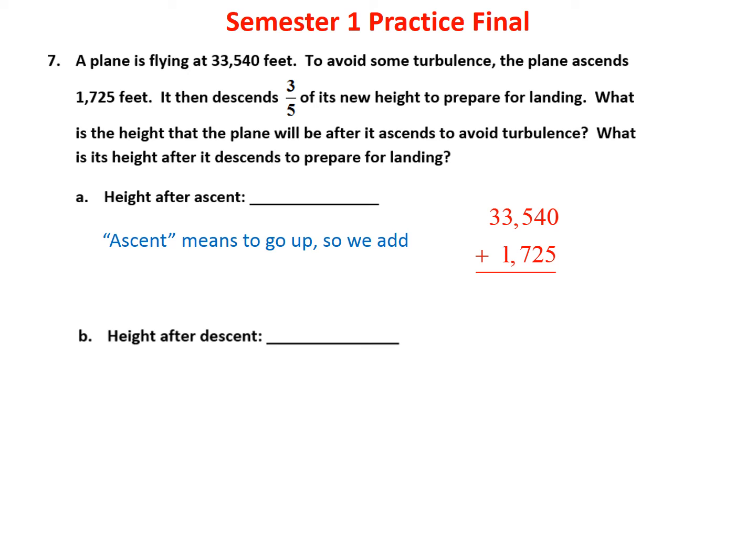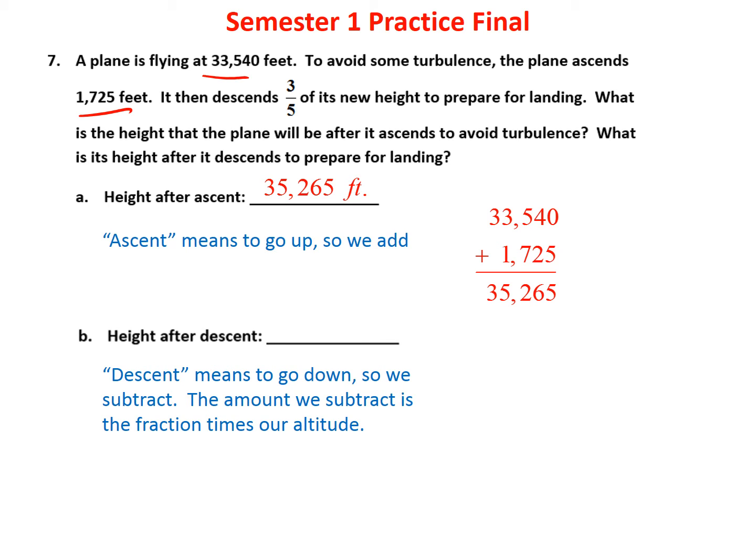So we start with 33,540 and we're going to add 1,725. So that means when we add it, we get 35,265, and that's the height after the ascent. To descend or descent means to go down, so we subtract. The amount we subtract is a fraction times our altitude. We're going to descend 3/5. So that means we need to find out what is 3/5 of our height.